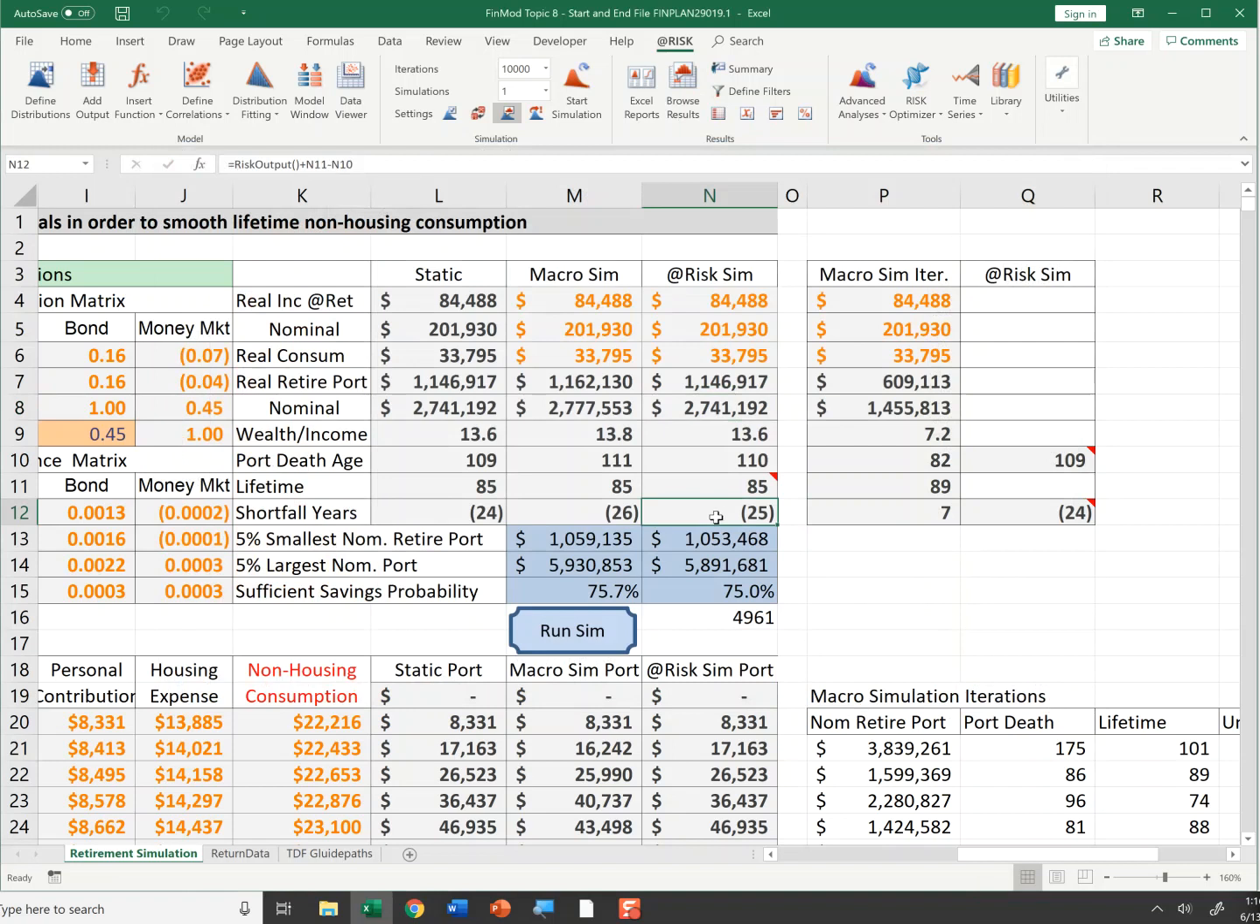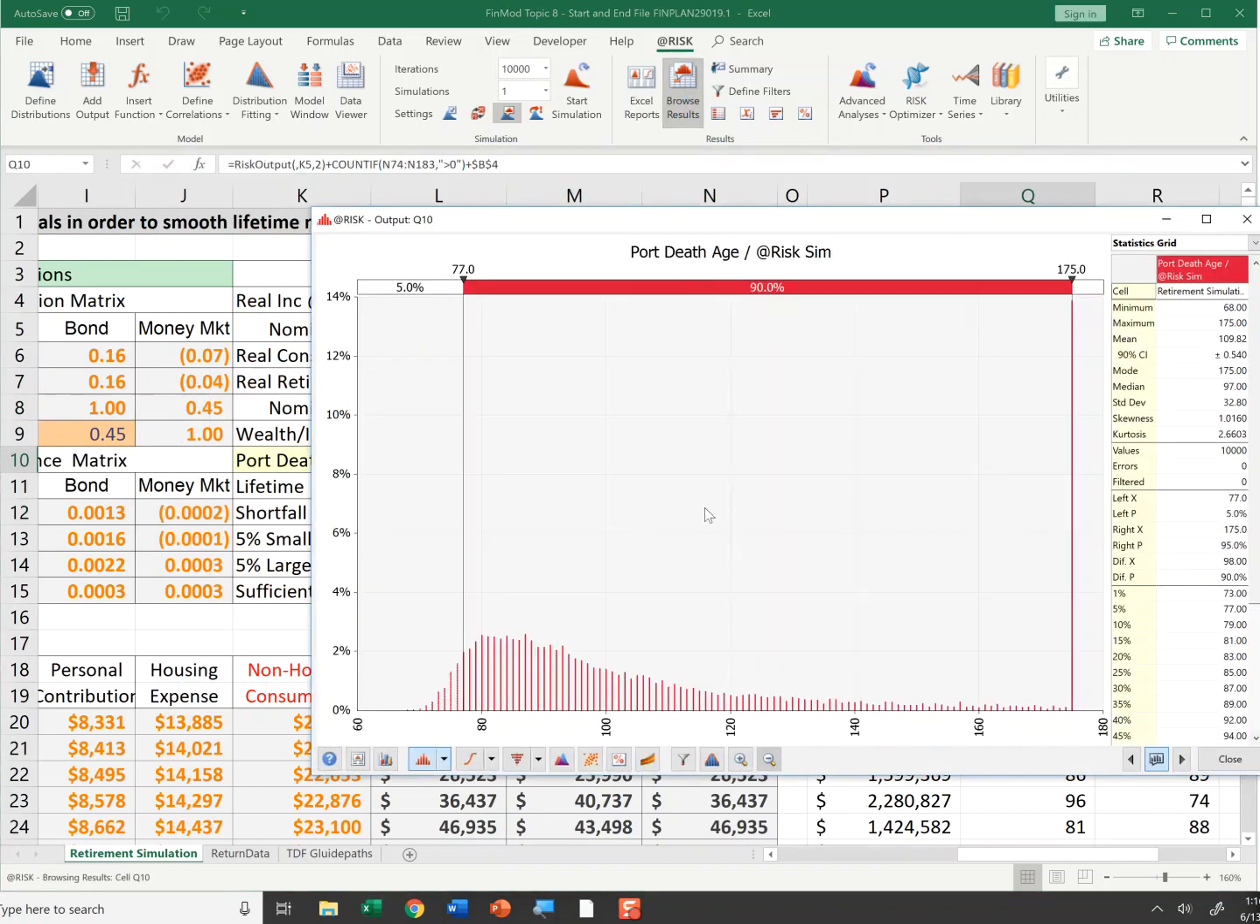I can then look at my, say, shortfall years. Well, let's look at portfolio death. At what age did my portfolio die? And what you see is some years it let the portfolio last up to 160 years, and then some much less, with the mean of 109 or 110 years.